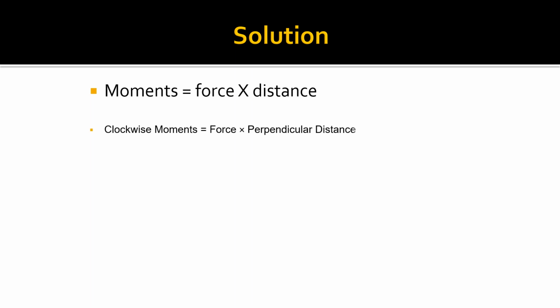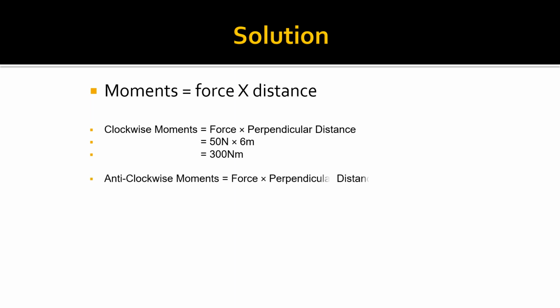Our solution reads, first let us calculate the clockwise moment. That would be equal to the force times the perpendicular distance, which would be 50 newtons times 6 meters, which gives us 300 Newton meters. Let us look at the anti-clockwise moment, where we have 80 newtons times 4 meters, which gives us 320 Newton meters.